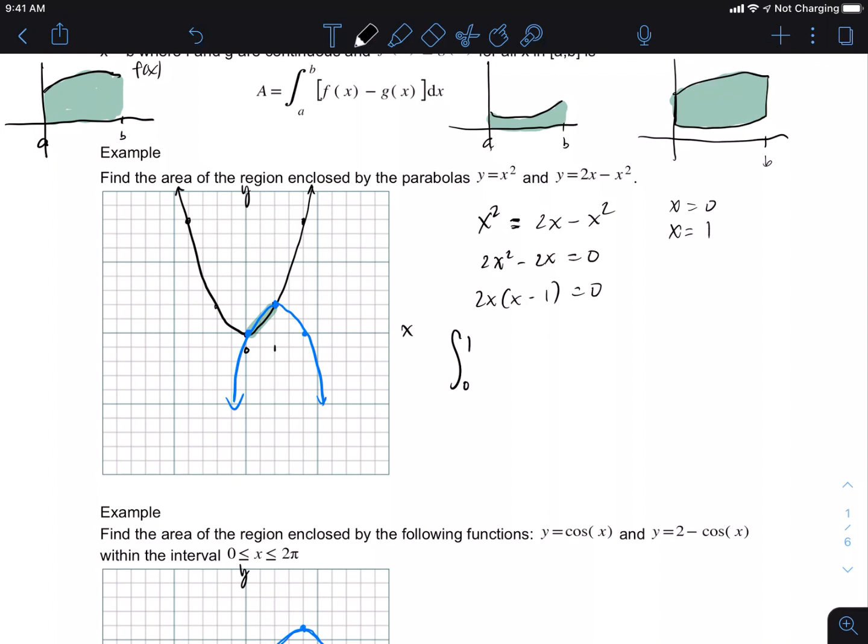It's the one that opens down, correct? The blue one. So the blue one is 2x minus x squared, right? Because the negative in front of the square shows us that it's inverted. And so 2x minus x squared minus the function that's below. And the function below is x squared.